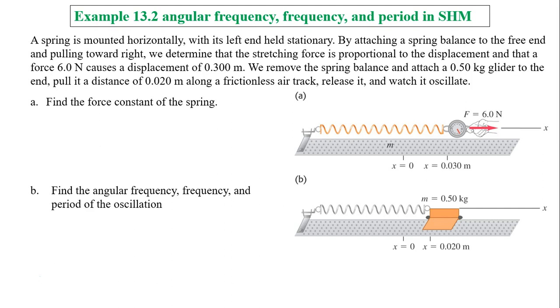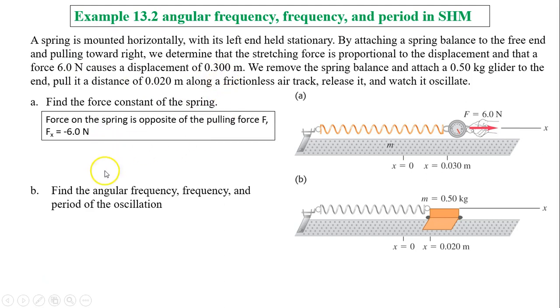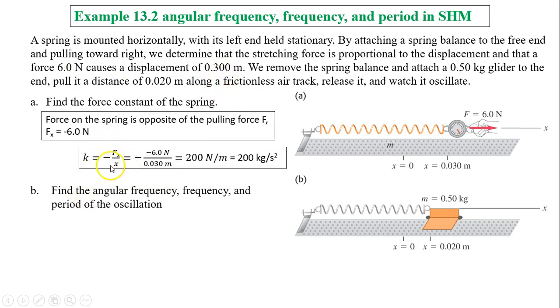First, find the force constant of the spring. Then find the angular frequency and the period. For the force constant, we already know the spring force and we know the displacement. So from there, we can find the force constant is negative Fx over x. The force constant is 200 newtons per meter or 200 kilograms per second squared.